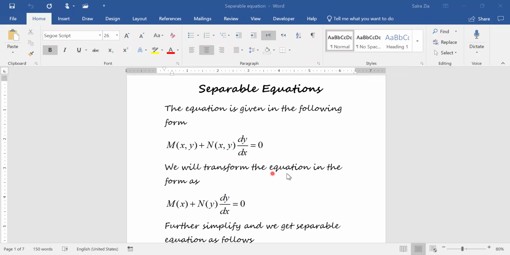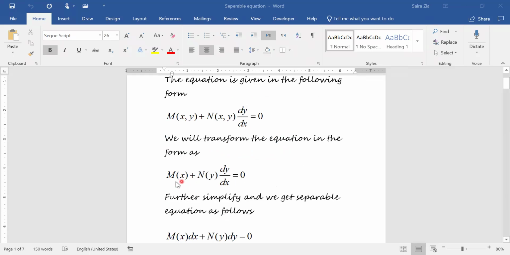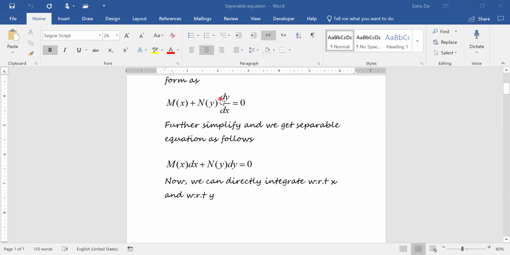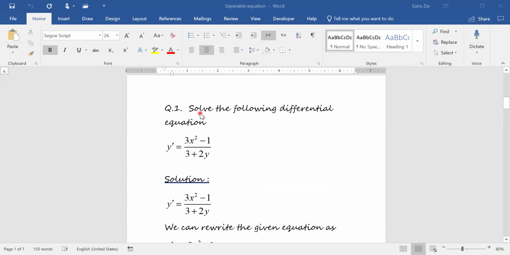But we are going to transform the equation so that M will depend only on the x variable and the function N will depend only on the y variable, multiplied by dy by dx equals 0. Further, we can simplify by keeping the dy with the N function and taking the dx with the M. So M(x) dx and N(y) dy equals 0. First, we separate them, and then we integrate with respect to x and y respectively. So the first question we can solve using the separable method.